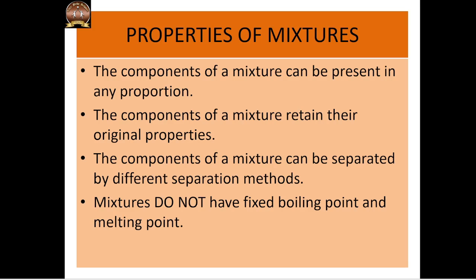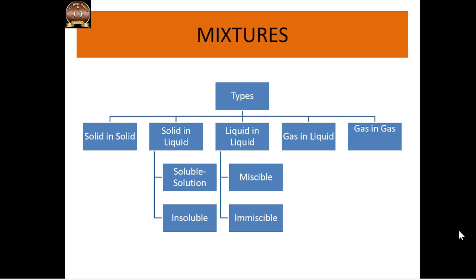Mixtures do not have fixed boiling point and melting point. This means that if you take a mixture of, say, salt and water as compared to the same quantity of water, it would take less time to bring the water to a boil than the salt and water. This is because salt would actually push the boiling point of water higher because it is interfering with the boiling process. So mixtures will not have a fixed boiling point. And again, this will also depend upon the amount of the salt which has been added into the water.